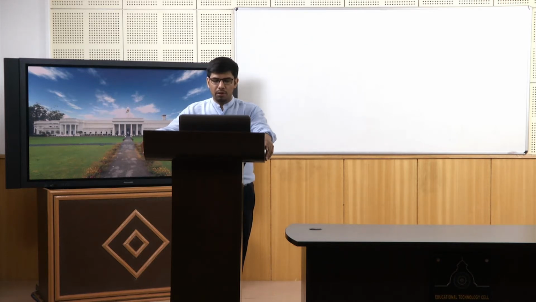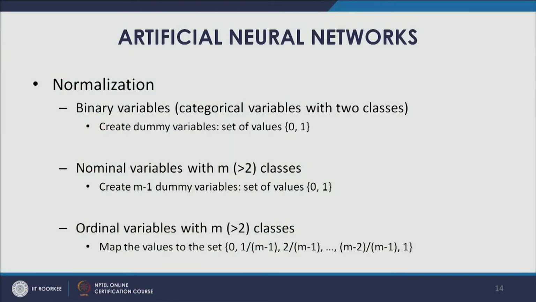0, 1 divided by m-1, 2 divided by m-1, and so on up to m-2 divided by m-1, and then 1. So this mapping can then be used for ordinal variables.